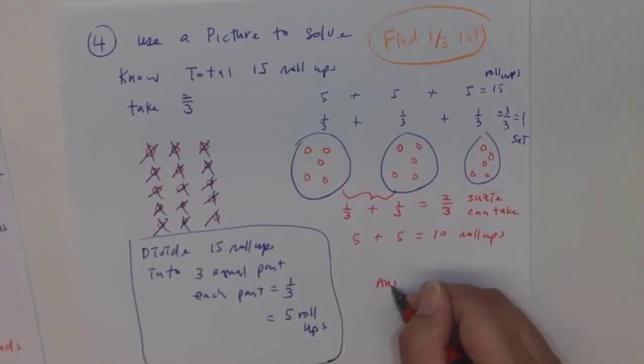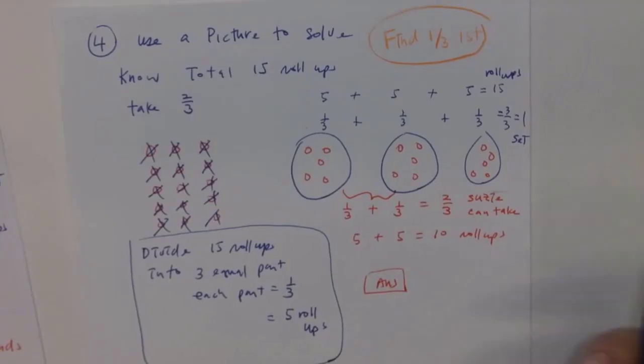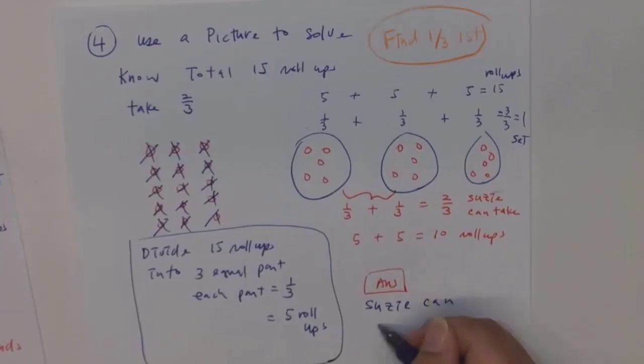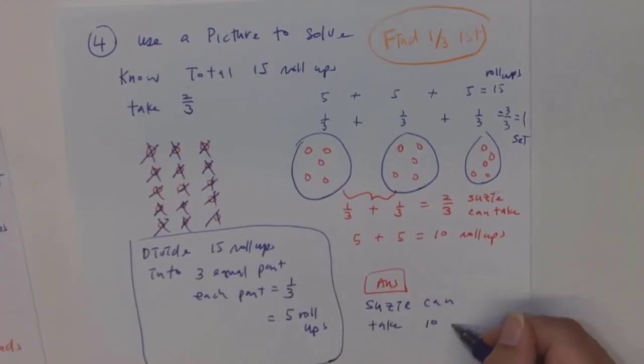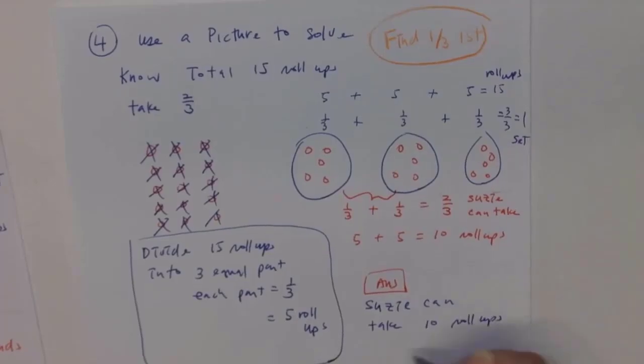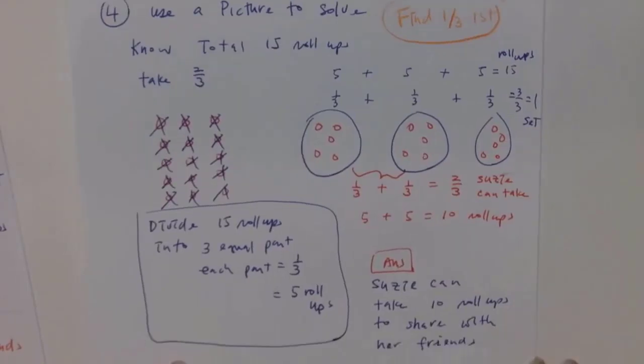And I'm going to write an answer statement that Susie can take 10 roll-ups to share with her friends. Is that okay? So I think you will have something similar to this on exam 2 for work problems. This is using a set model to represent.